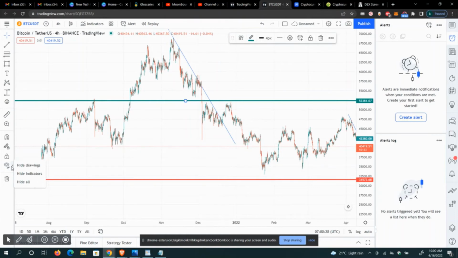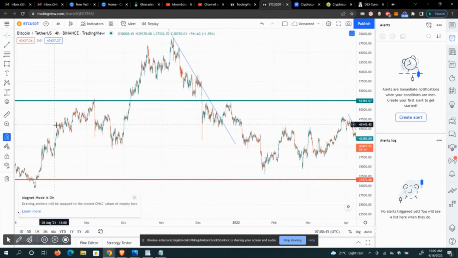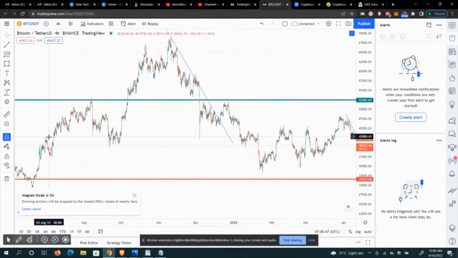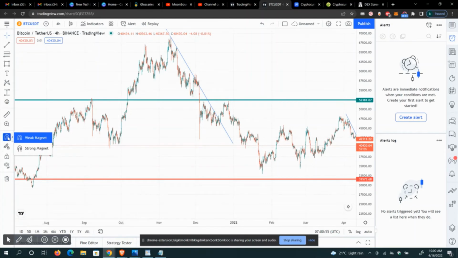And this one is just for hiding your drawings. You don't want someone to read your analysis which you've made. You can use this tool also to hide it. And this also, I don't actually use all the time. It's called a weak magnet and a strong magnet. You use it to move drawing anchors, and I don't use this all the time, so I wouldn't want to go into details about the magnet.